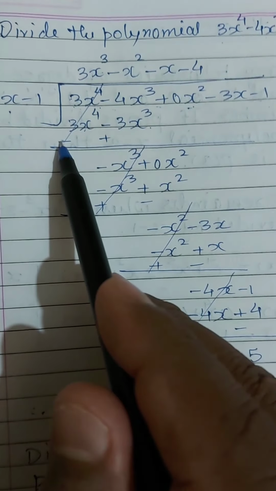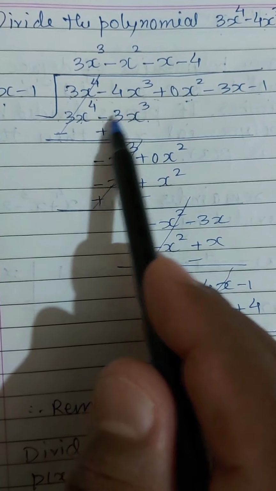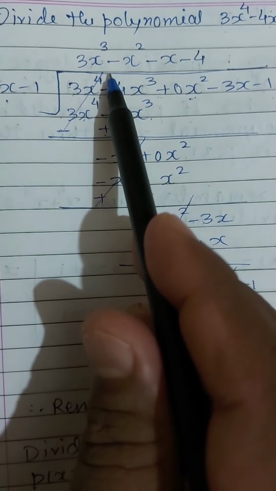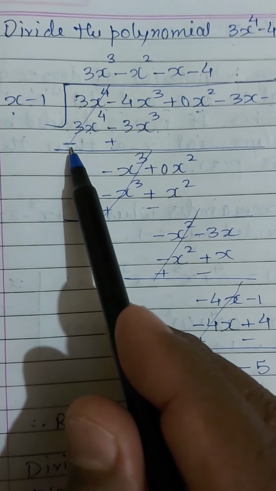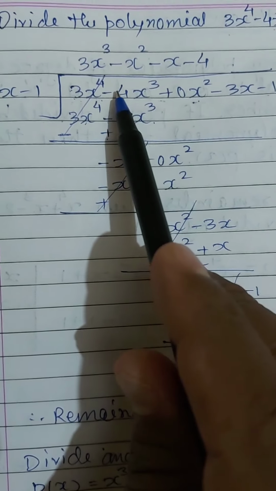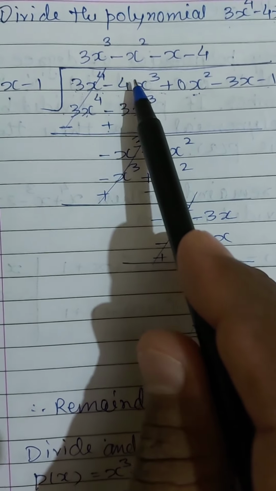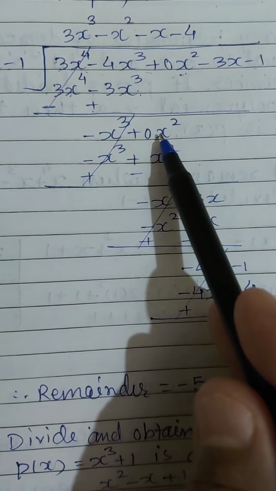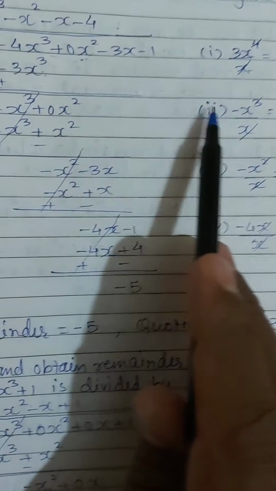Okay, now subtract it, so we have to change the signs here. It is plus 3, so it becomes minus 3 here. It is minus 3x cube, so it will become plus 3x cube. First, remember one thing, first term always cancel out, right? So 3x raised to 4 and minus 3x raised to 4 is cancel out here. Now minus 4x cube plus 3x cube, that subtraction is going to take place. So it is minus x cube, that is minus 1x cube is left. Take 0x square here.